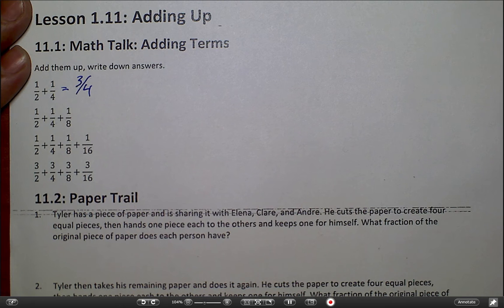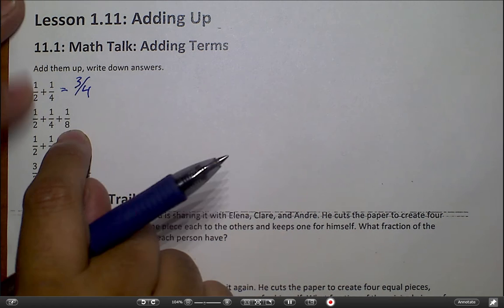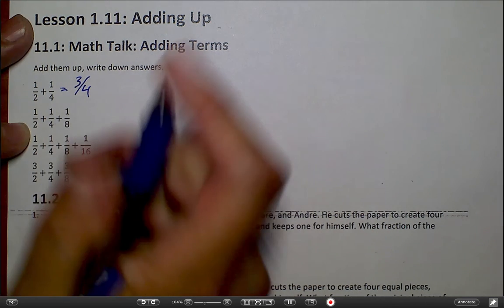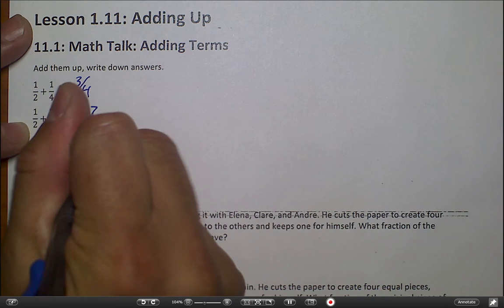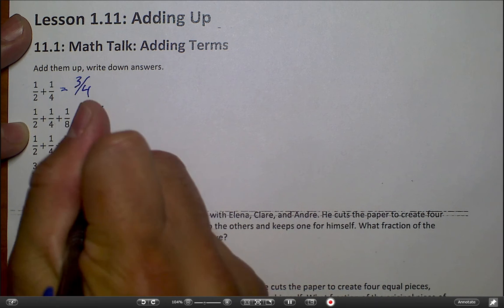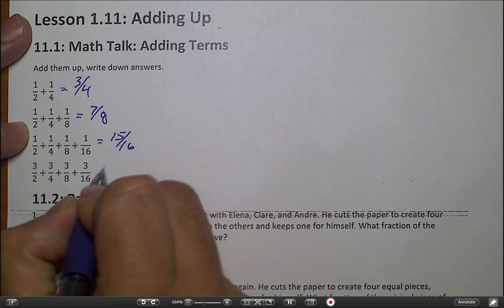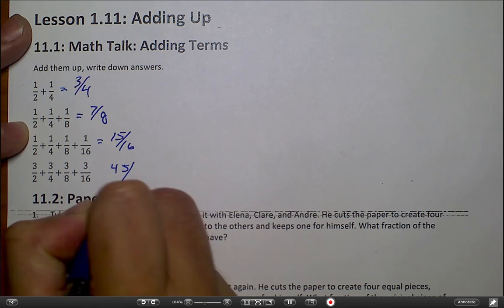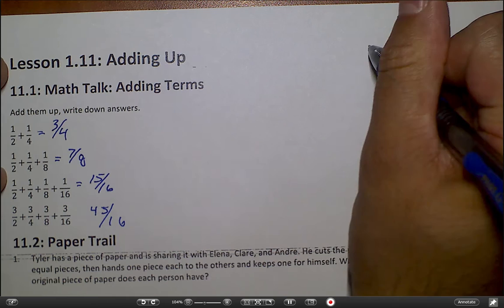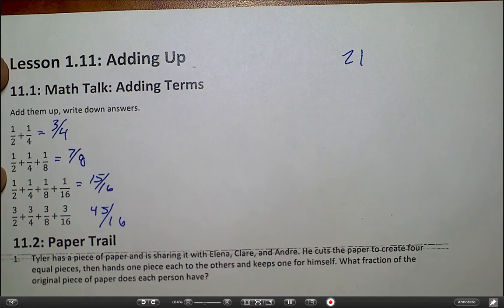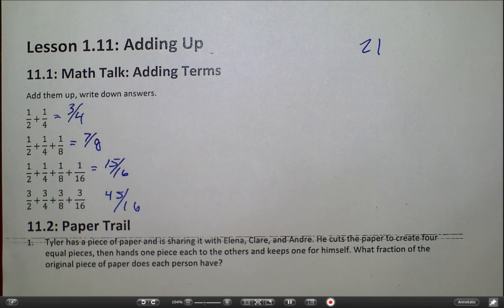So, this one we had 3/4. This next one is going to be 7/8. Next one 15/16. And the last one is 45 over 16. And this is page 21 for those people trying to follow along right now. Okay. All right, that was from the warm-up that we already did.